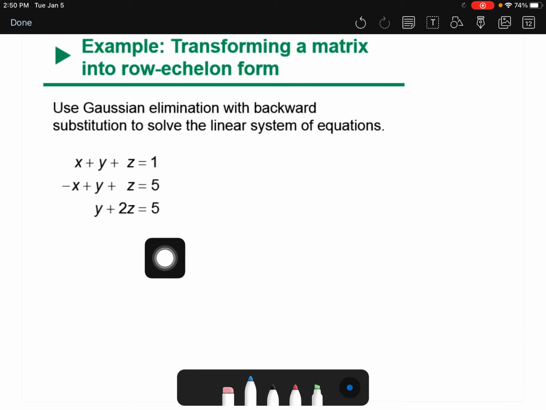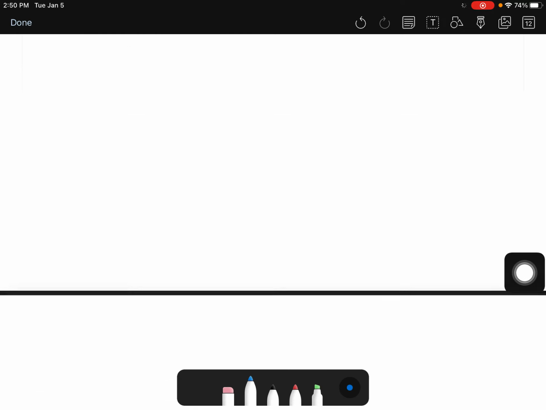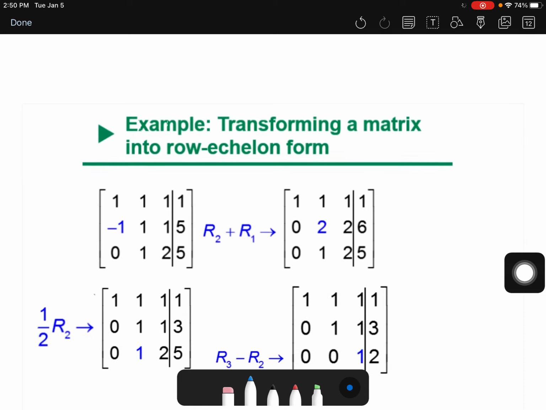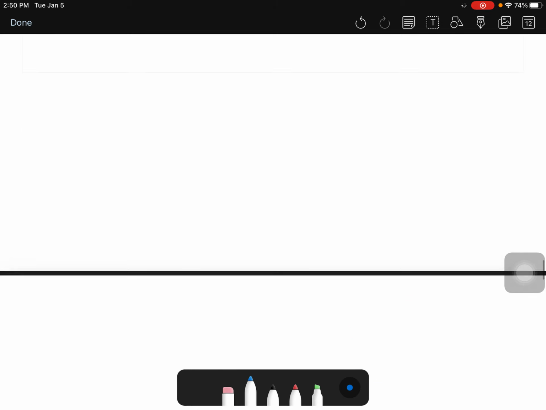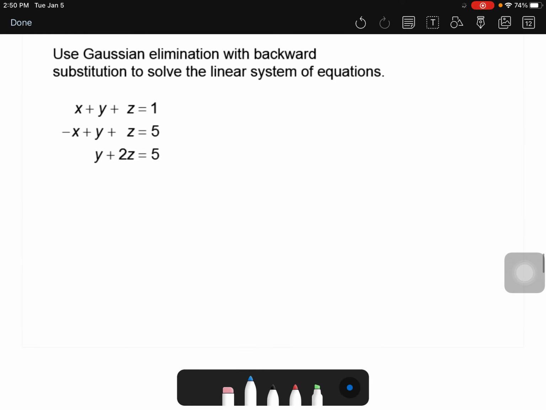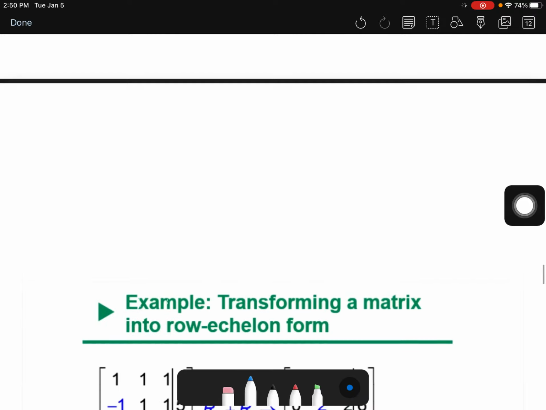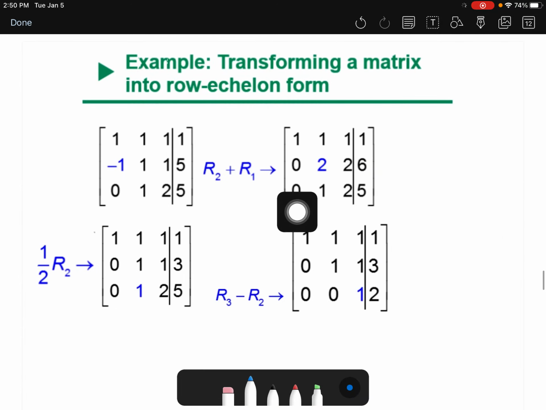But okay, so the first thing we're going to do is transform this into our augmented matrix, and that's been done here below. So we just take those coefficients from that original, so what we have there is the same here. So we have our 1, 1, 1, 1 on top, negative 1, 1, 1, 5, and then 0, 1, 2, and 5. Okay, so just taking those, and that's what we've got here to start. So that's simple enough, I think.